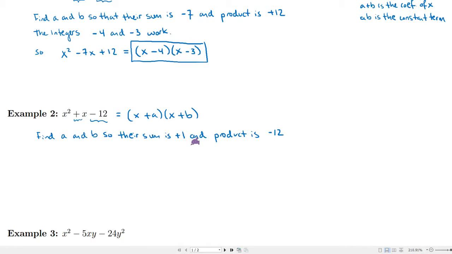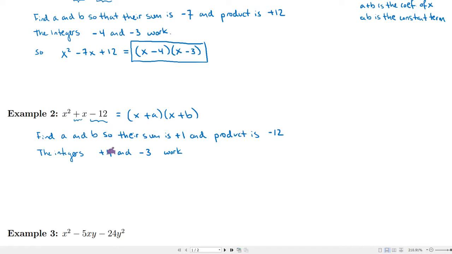Well, what I would consider are ones that are close together, because we want the sum to be 1. So, for example, if one of them is 4 and the other is 3 and they're opposite in sign, then that sum might be positive 1. So can you think of the solution in this case? The integers positive 4 and negative 3 look like they work, right?